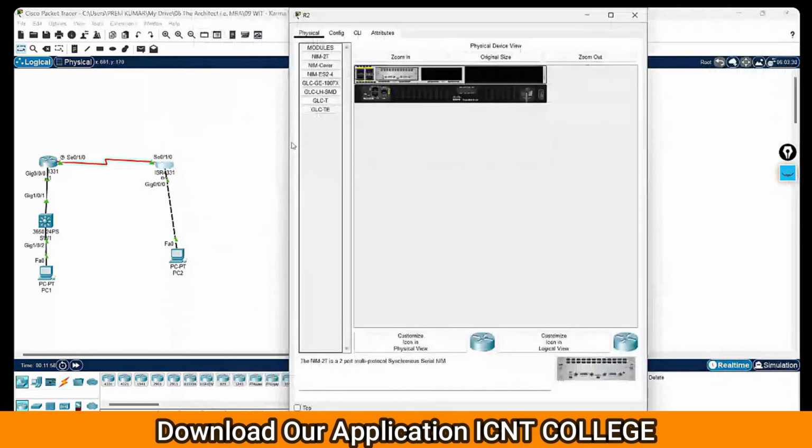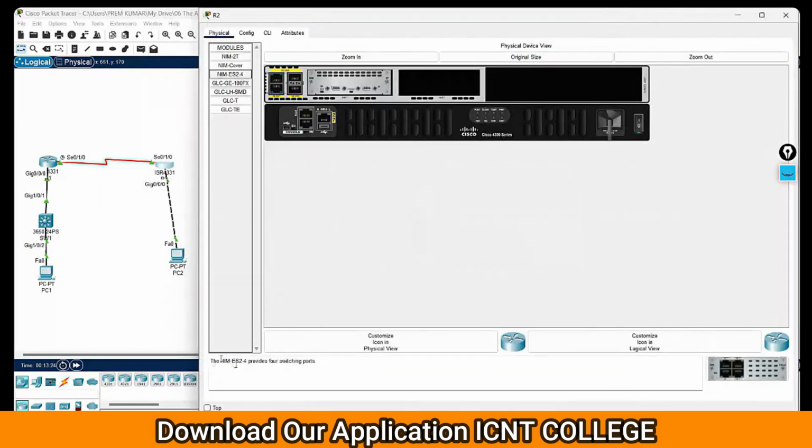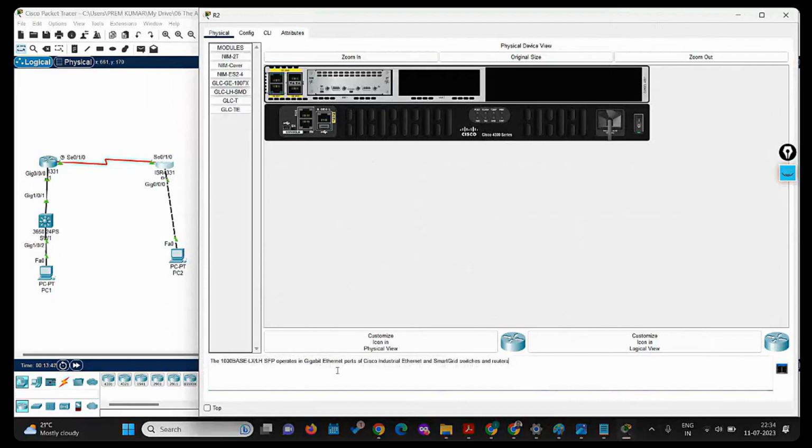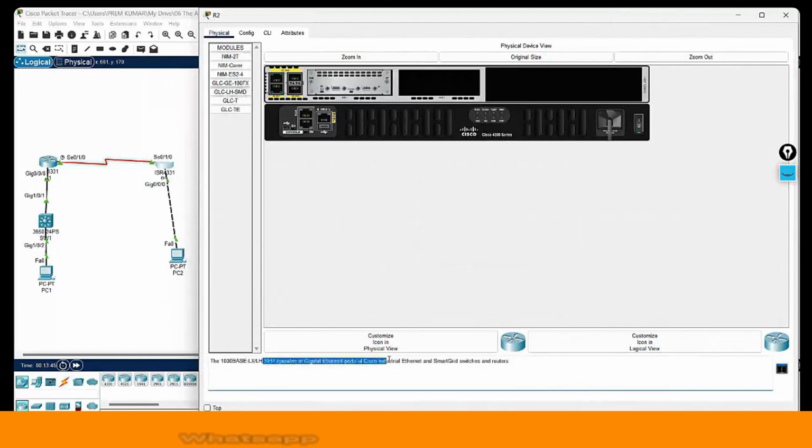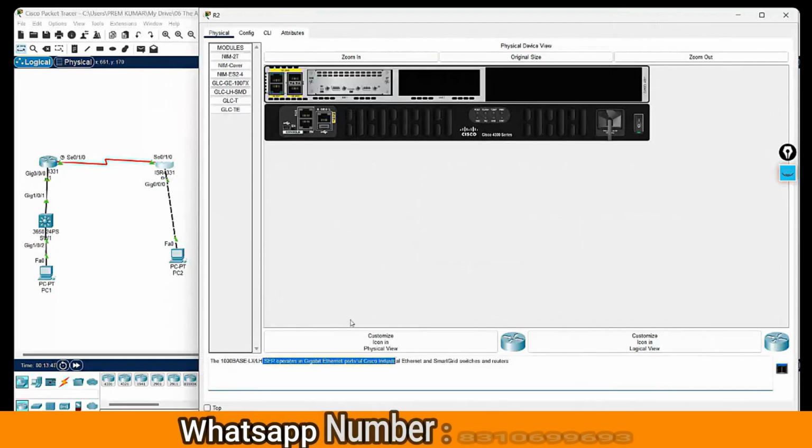First we'll check. It will have two switching ports, four switching ports. The next one is gigabit Ethernet ports, two kilometers multi-mode fiber ports. The next one is 1000 SX gigabit Ethernet ports. This is also a multi-mode port for fiber ports. This is for industrial Ethernet, industrial models like that.